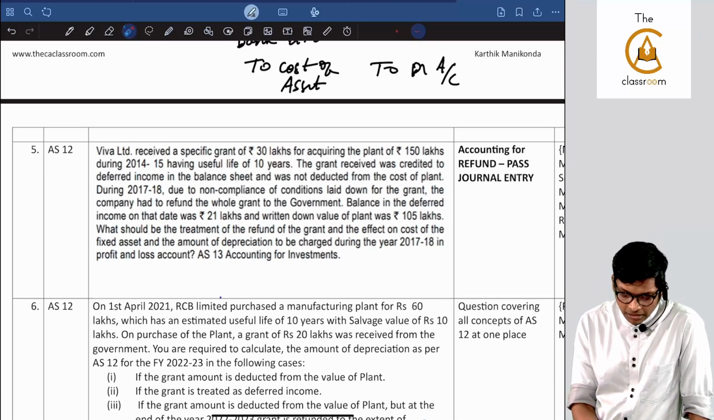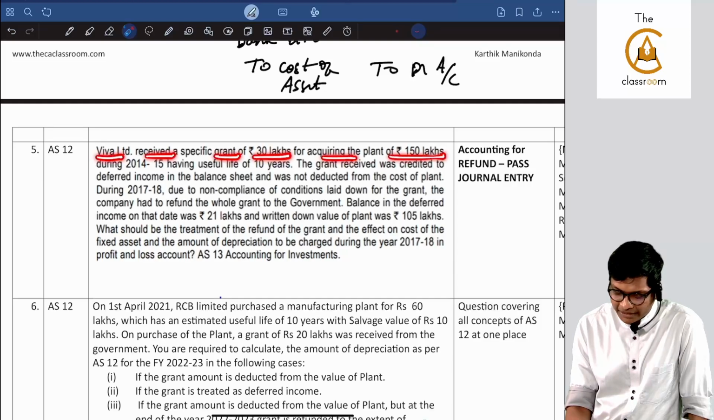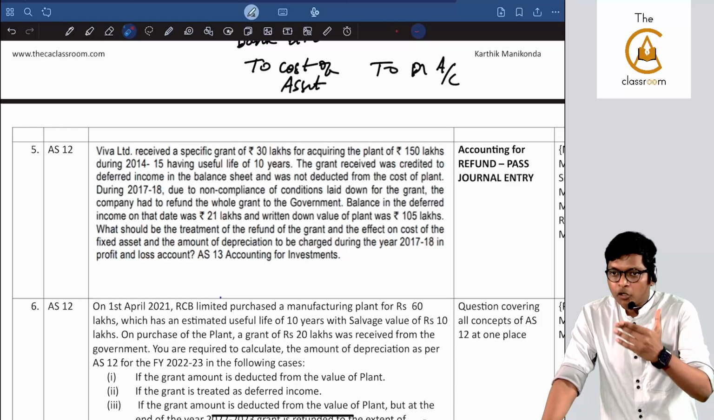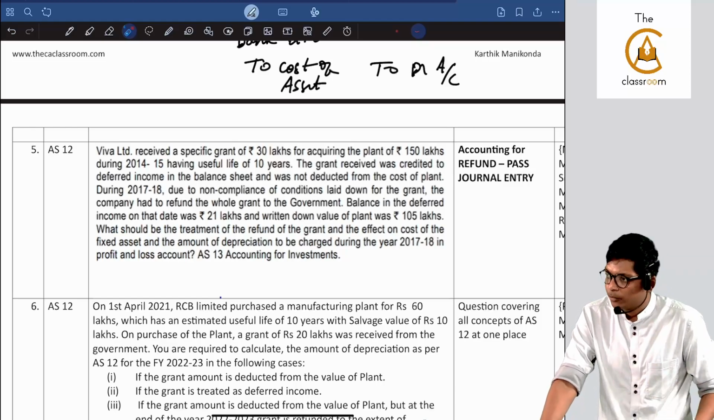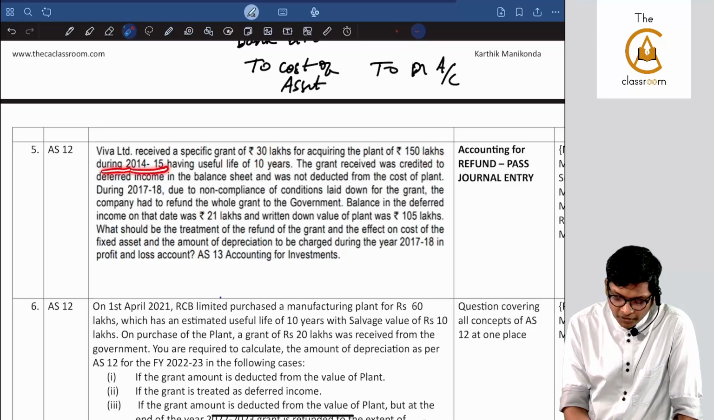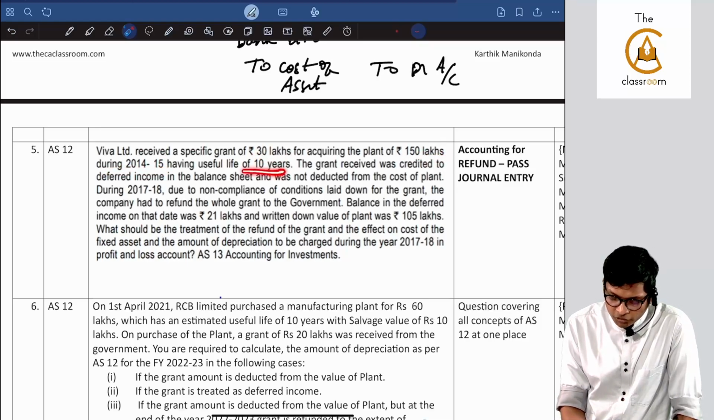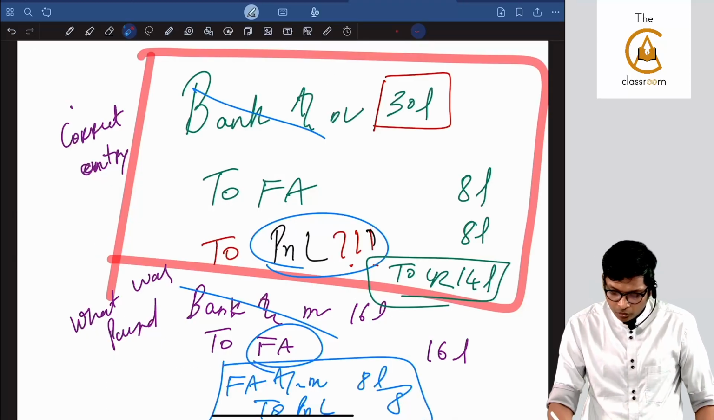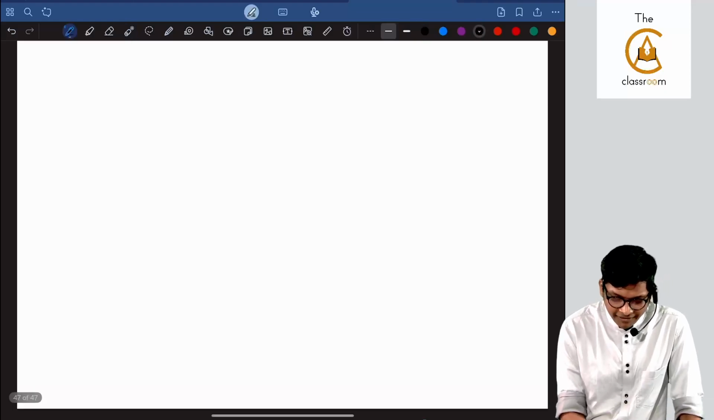Easier. Viva Limited received a specific grant of 30 lakhs for acquiring the plant of 150. This question is a repeat of a concept we have already seen. So ideally you should be able to answer it. They received 30 lakhs for acquiring the plant of 150 lakhs during 14-15, having useful life of 10 years. The grant received was credited to deferred income in the balance sheet and was not deducted from cost of asset. So let me write down. What is the value of the asset, guys?